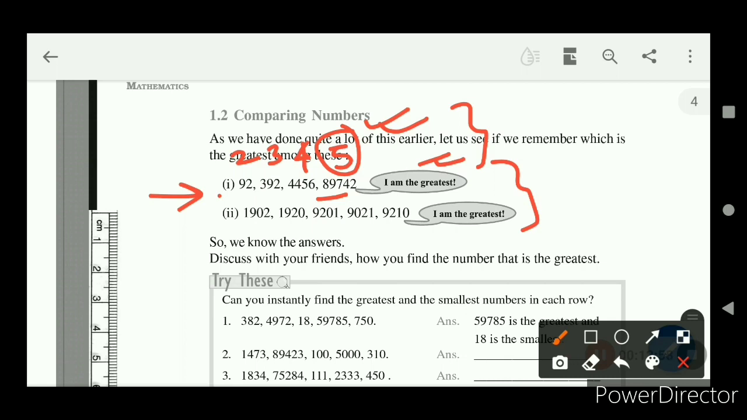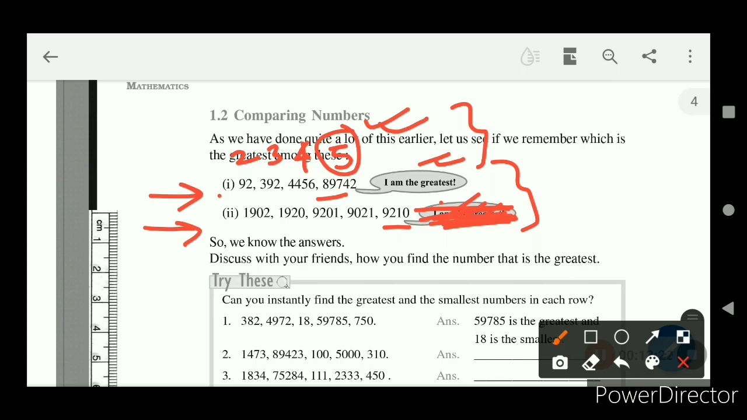We have been given 5 numbers to be compared in example 2, and we have to find which one is the greatest. It has been written that 9210 is greatest, but we will find out how it is greatest. So let us assume we don't know it is greatest, right? So we have 5 numbers.